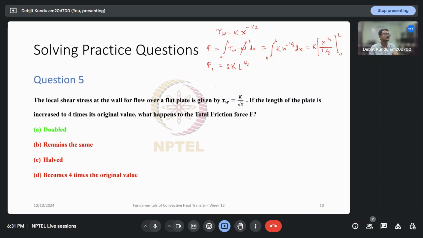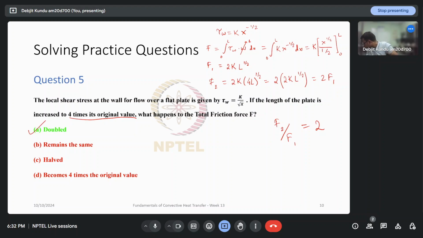Now that's F1, and what should F2 be then? F2 should be 2k, and instead of L, we replace this with 4L because it became 4 times its original value, power half. Taking the root of 4 outside, that will be 2, and we have 2k L power half inside, which is nothing but F1. So our ratio F2 over F1 becomes equal to 2. That's why the force should be doubled. I hope that's clear. Let's move on.